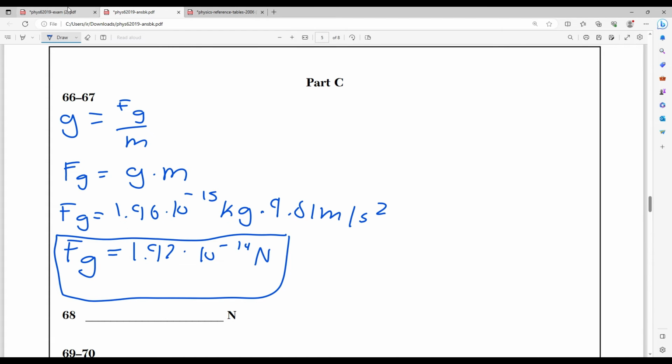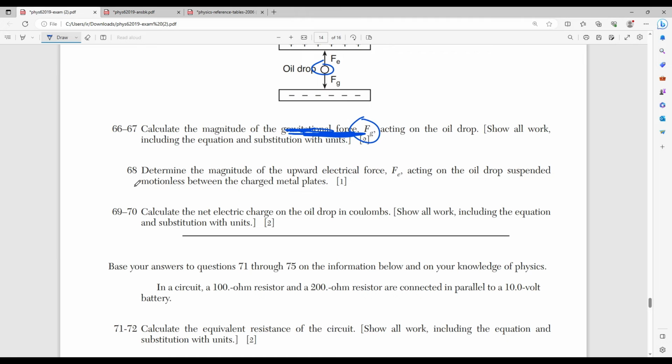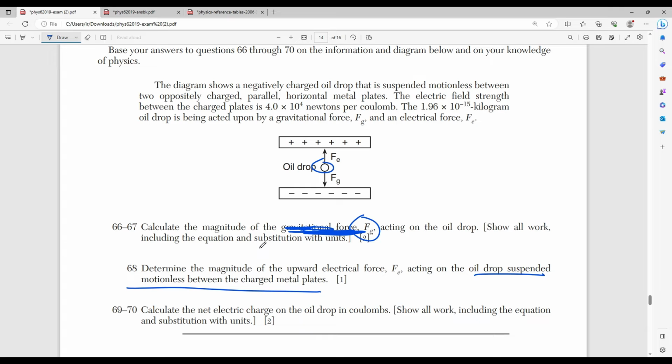Now, number 68 is asking us to determine the magnitude of the upward electrical force acting on the oil drop suspended motionless between the charged plates, right? Before you even start looking for your formula, think about what they just said. The oil drop is suspended and it's motionless.